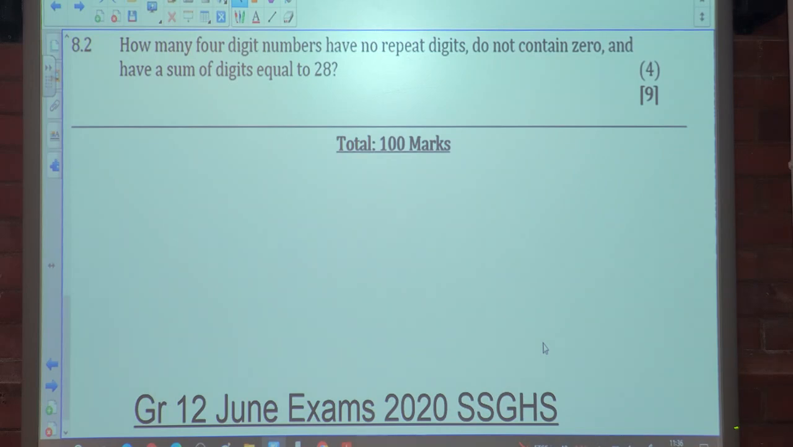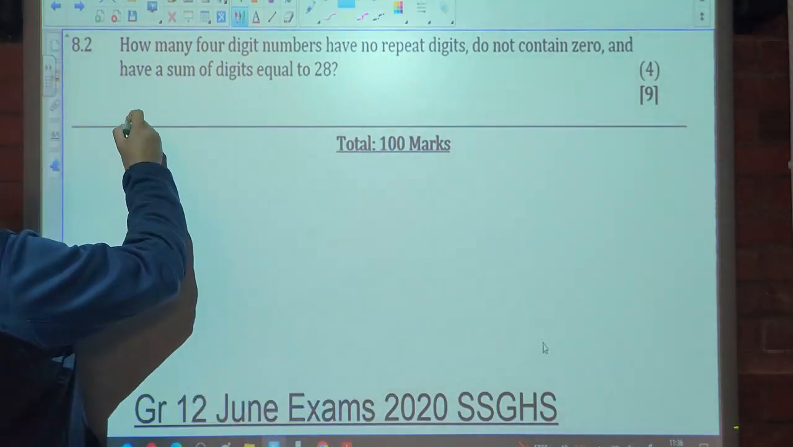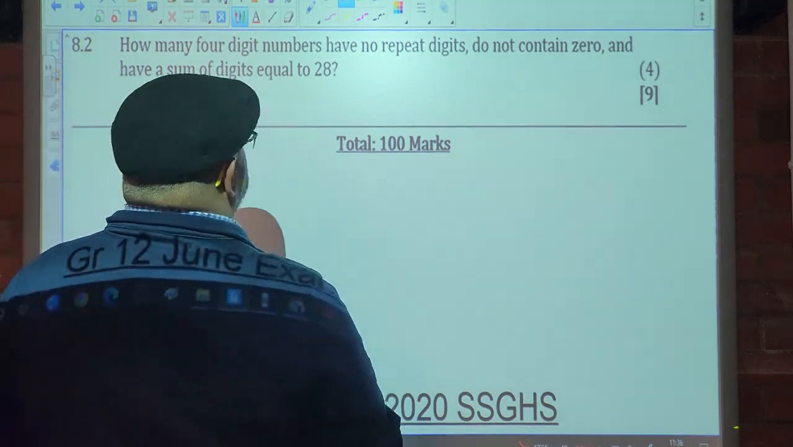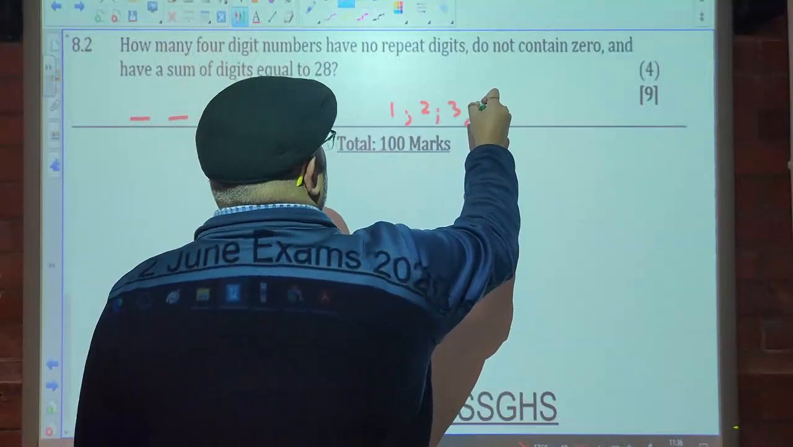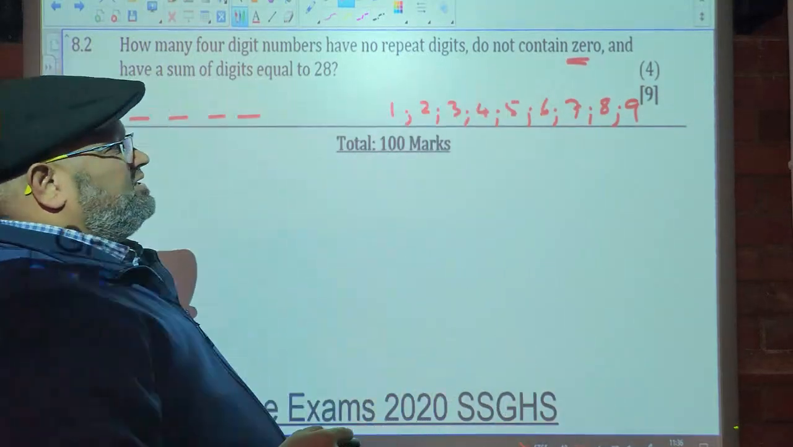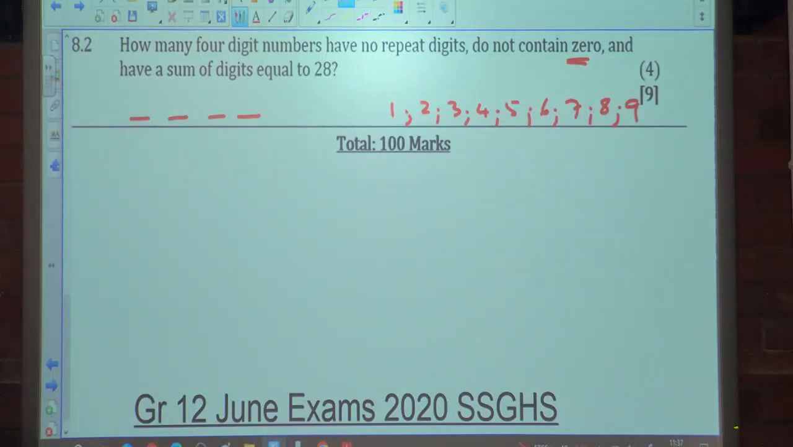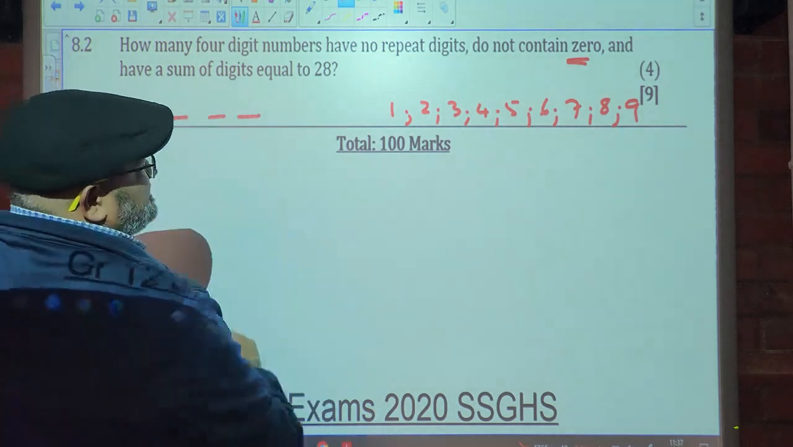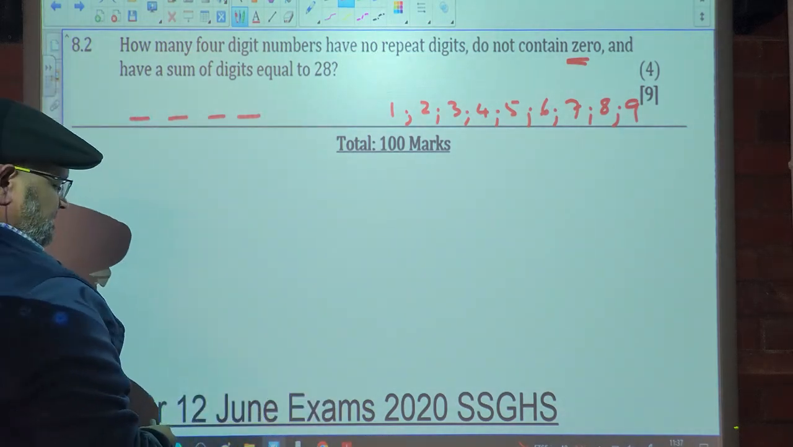Okay, so in question 8.2 we are told how many 4-digit numbers have no repeated digits, do not contain 0, and have a sum of digits equal to 28? So we look at 4 digits, so it's going to be 4 places. 1, 2, 3, 4. So the numbers can be either 1, 2, 3, 4, 5, 6, 7, 8, 9. I'm not going to consider 0 because they said that none of the numbers can be 0. And I have a sum of digits equal to 28. So if I add these 4 numbers, it must give an answer of 28. Alright? So what do we have?